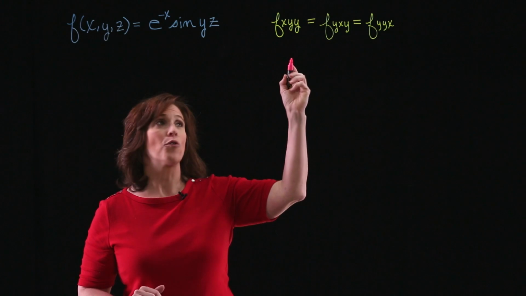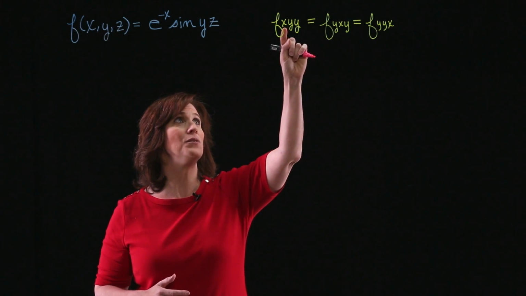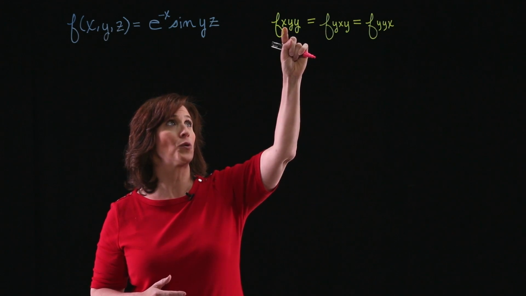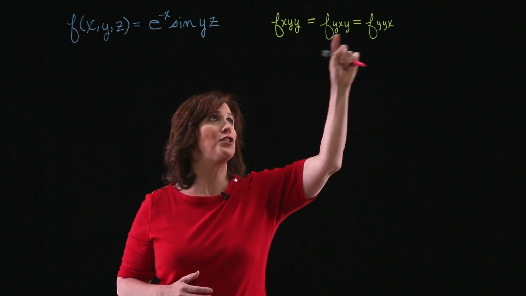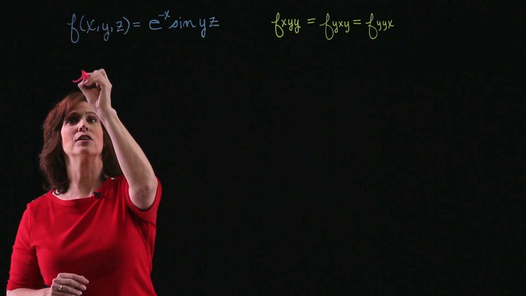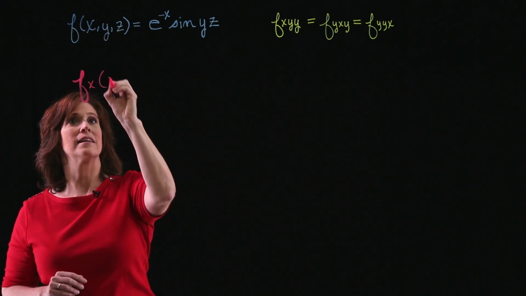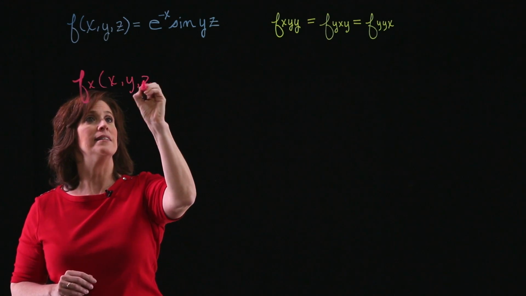In order to find higher order partials, I have to start with the first partials. And for each of these, notice that I do need a first order with respect to x, and then on these other two, I'll need the first order with respect to y. So I'll need both of those. So let's go ahead and look at the first partial with respect to x, of f(x, y, z).